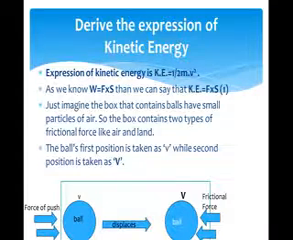Derive the expression of kinetic energy. Expression of kinetic energy is KE equals half mv squared. As we know W equals Fs, then we can see that K equals Fs because work and kinetic energy are of the same type. Just imagine the box that contains the ball has small particles of air, so the box contains two types of frictional force, like air and land, which will allow the ball to stop more quickly. The ball's first position is taken as small v, which is also known as initial velocity, while the second position is taken as capital V, that is final velocity.